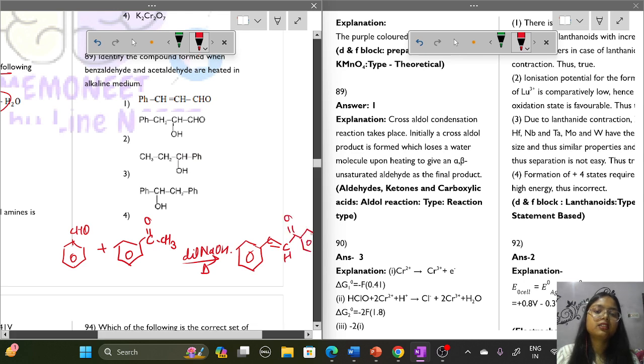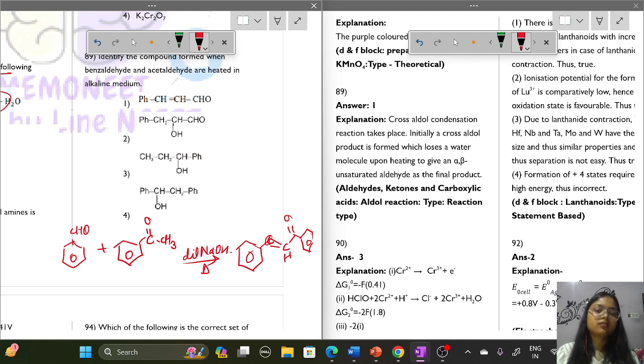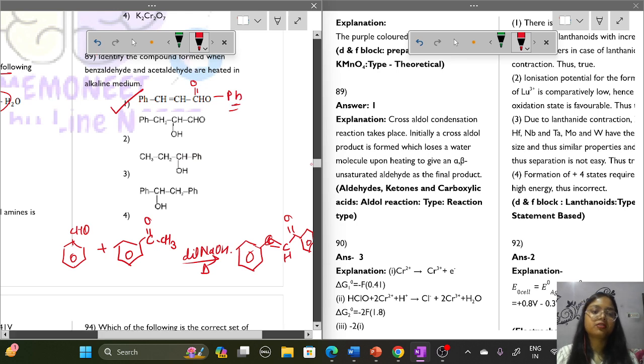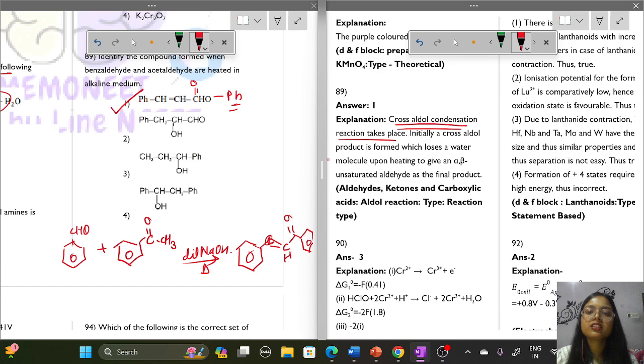And here one more benzene is there. So this type of product is formed. So this is the product, and what will be the correct option? Option number 2 is the correct option. Okay, sorry, option 1. Option 1 is the correct option. But here it should be like this CHO, and here it will be 1 pH more. Okay, option number 1 is the correct option. And which is the reaction taking place here? Cross aldol condensation reaction is taking place here.